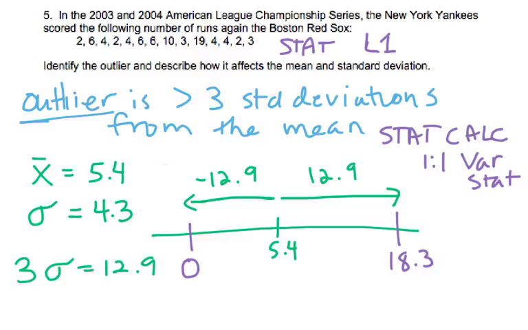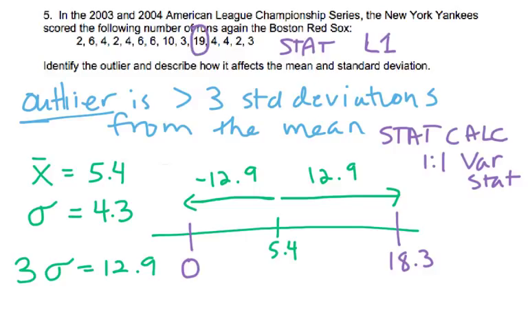So there really aren't going to be any outliers that are less than the average. But looking at greater than the average, any value that's larger than 18.3 is going to be an outlier. And looking at my data set, that would make 19 an outlier.